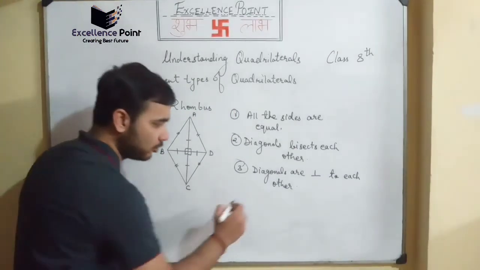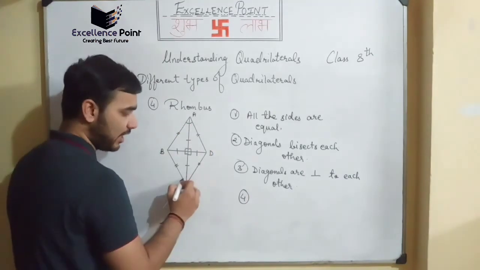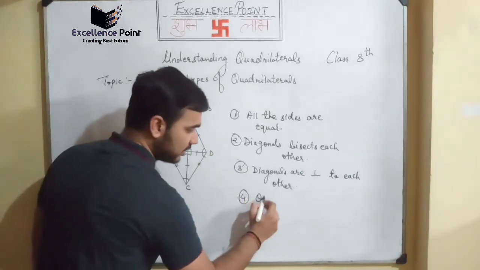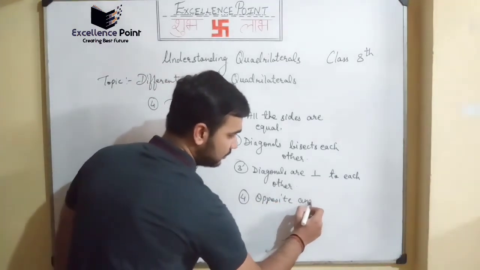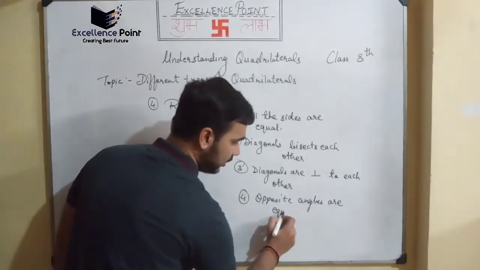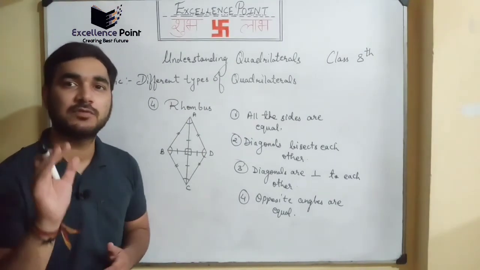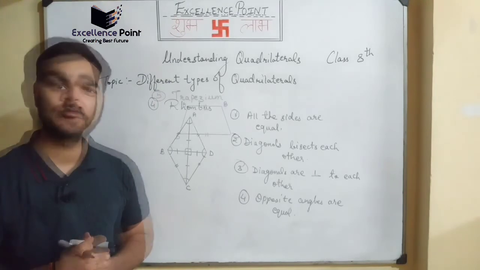Now coming back to the fourth property, you will see that the opposite angles are equal. So we will write opposite angles are equal. Now the fourth quadrilateral is finished and we will see the fifth and the last, which is the trapezium.